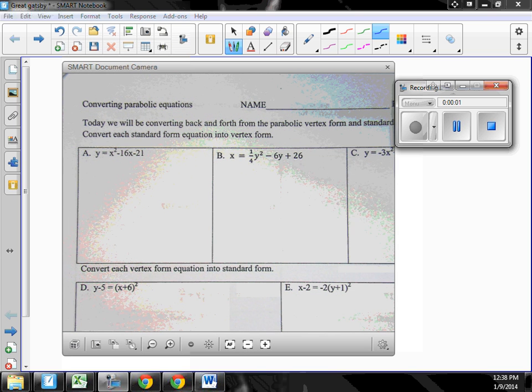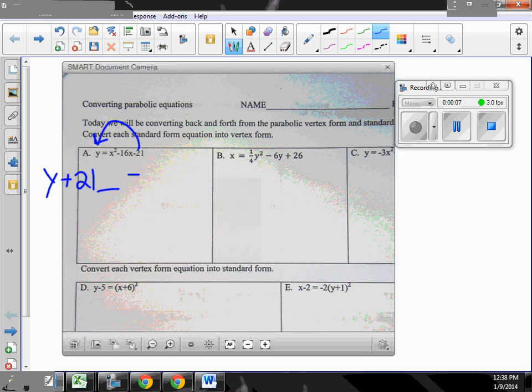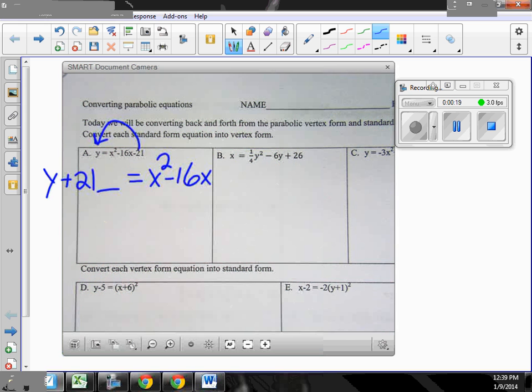We need to move the constant to the left side. Y plus 21, leave a space, equals x squared minus 16x. Now I need to complete the square to figure out what the h value is, and when I complete the square, we'll add something to both sides, and that will calculate the k value.